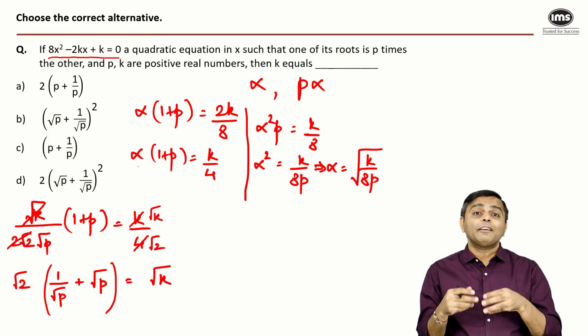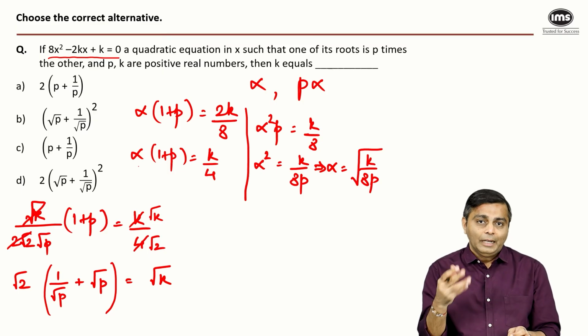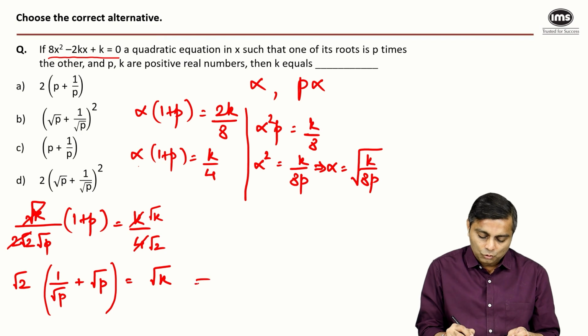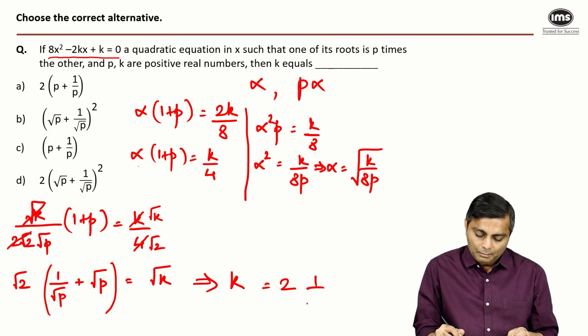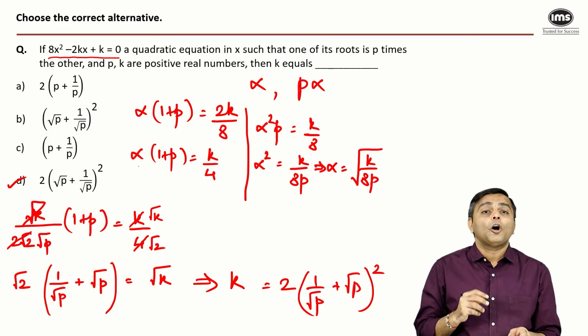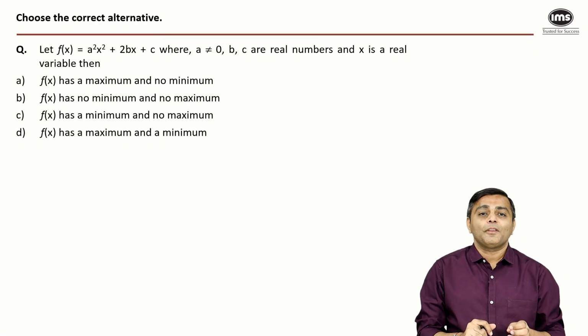So if you see, we have actually managed to write k in terms of p, albeit in the form of root k. So now we can square. If you square this whole thing, you are going to get k equal to 2 times (1 by root p plus root p) the whole squared. Do we have such a thing in the options? Yes. So we're going to say option D is our answer. Moving on to the next question.